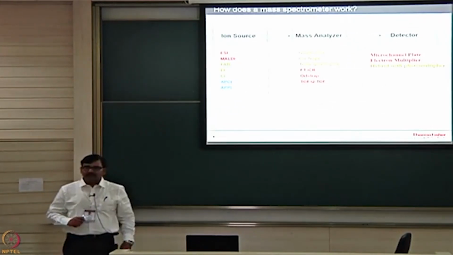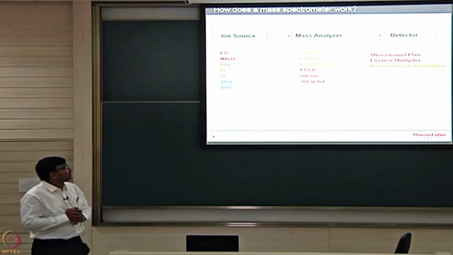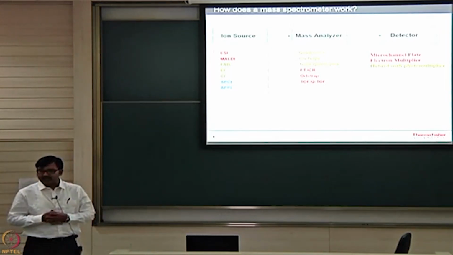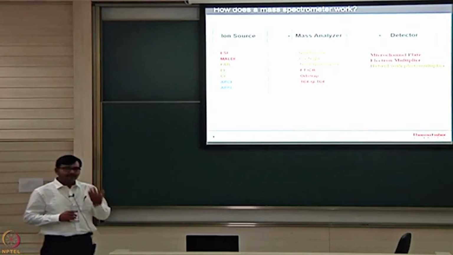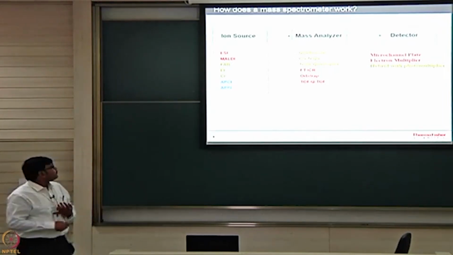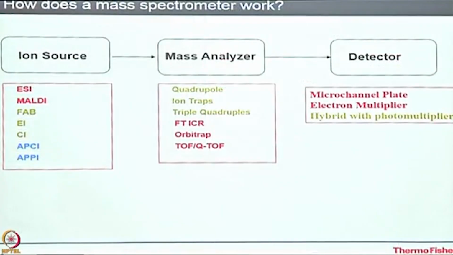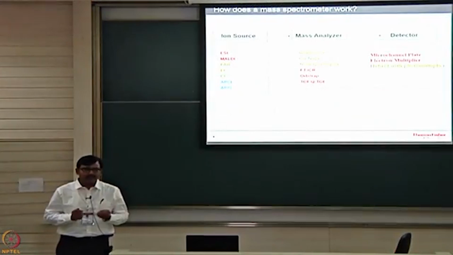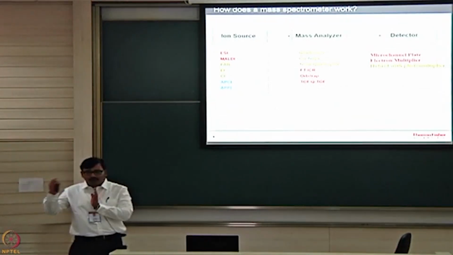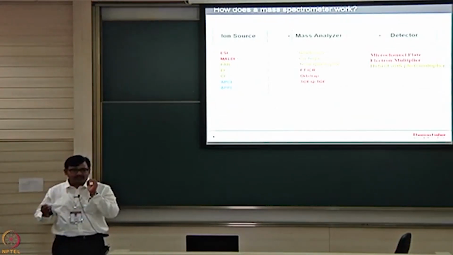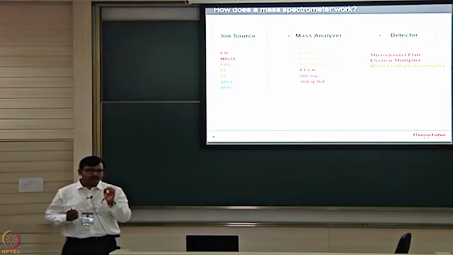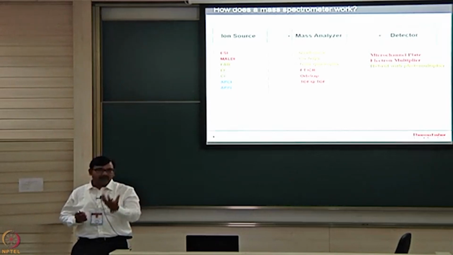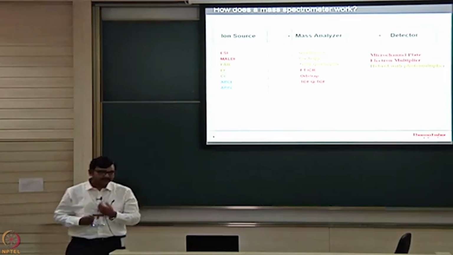So let's see what components there are in the different sectors. First, the ion source, where the ionization happens. There are many different methods of ionization, and the most popular are ESI and MALDI, which you have already heard about. Electrospray ionization is liquid to gaseous: you inject the sample in solution, and a high voltage makes the ionization.